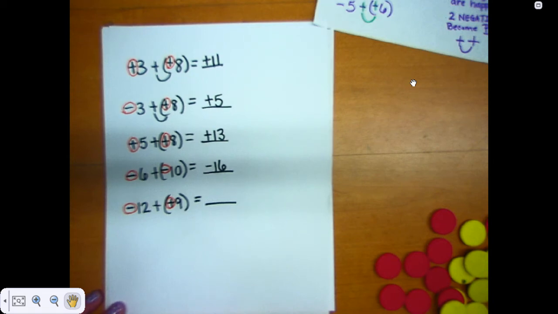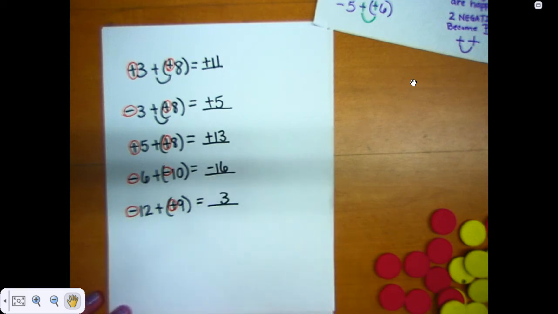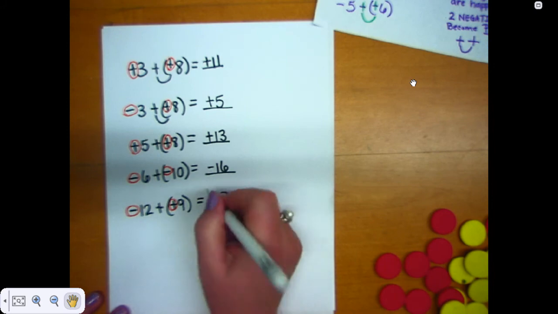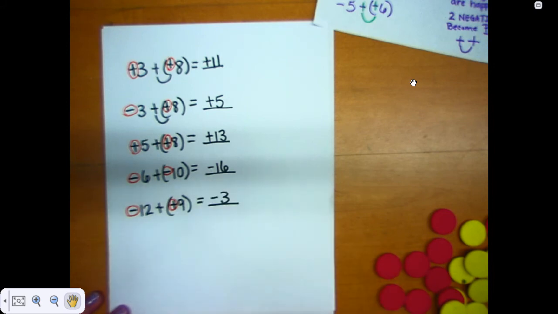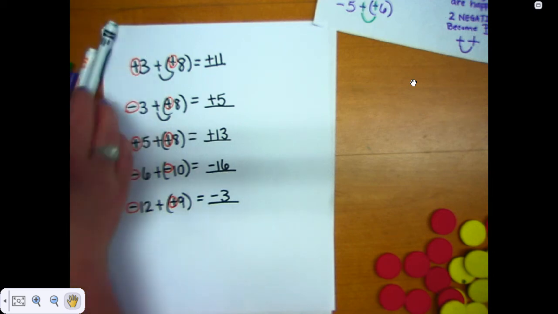So 12 minus 9 is what? 3? Is it going to be positive or negative? Negative. How do you know? Because the largest absolute value would be 12, and it's negative, so my answer is negative. Y'all are doing a great job. I'm very proud of you. Let's look at your activity today.